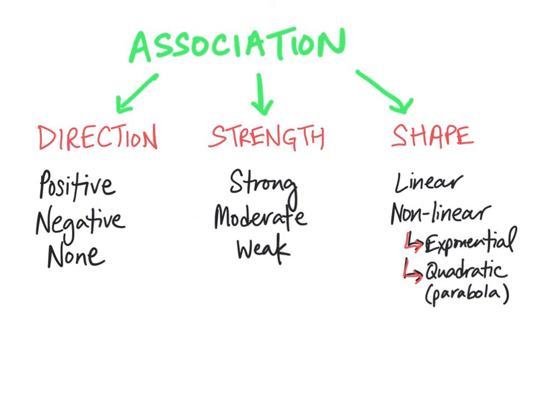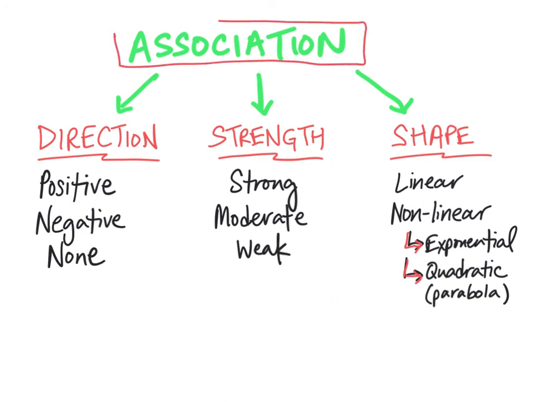All right, so association, graphs, data, line of best fit. We can describe the direction that it's heading. We can describe the strength and how strong or weak it is. And then we can also describe the shape, because not everything is linear. So that is our lesson on association and how we can associate some vocab words to our graphs and our scatter plots and our lines of best fit.